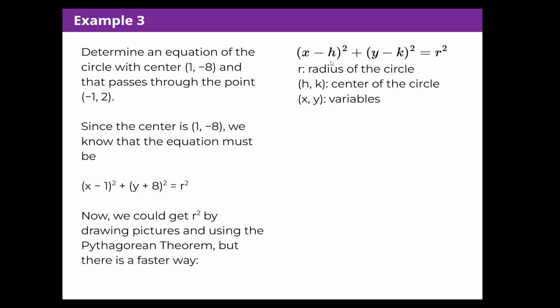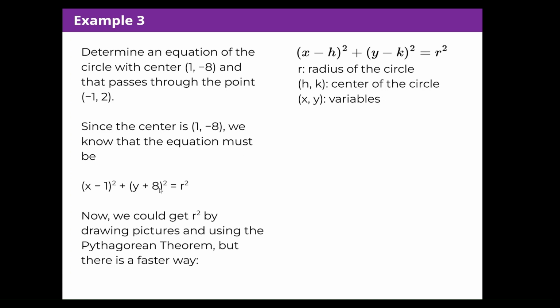So the coordinates of the center were given. (1, -8). Don't mix these up. The center is this point. This is some other point that happens to be on the circle. So right here, this is the center. So this is my h and my k. So I can plug in h equals 1 and k equals -8.